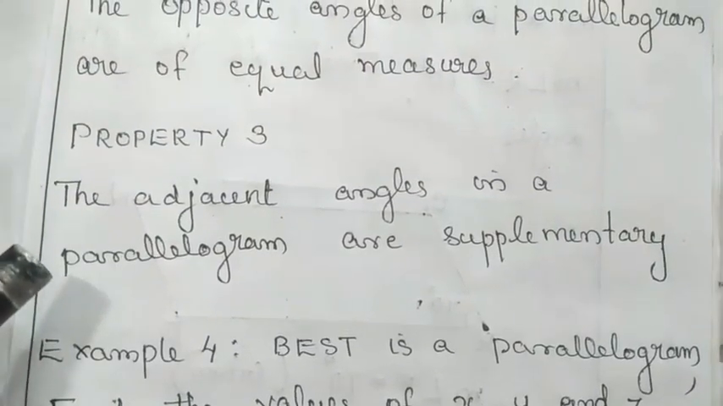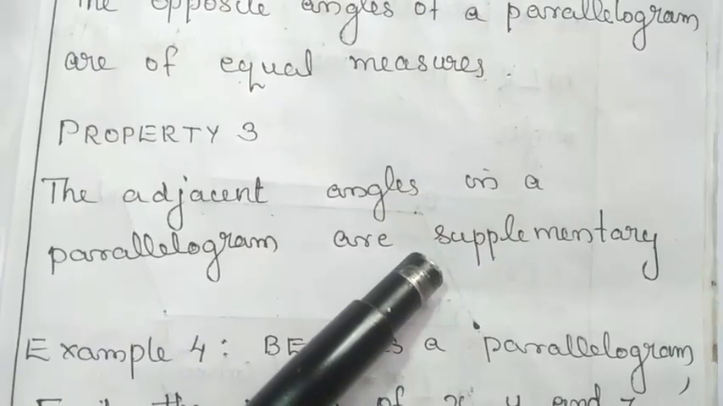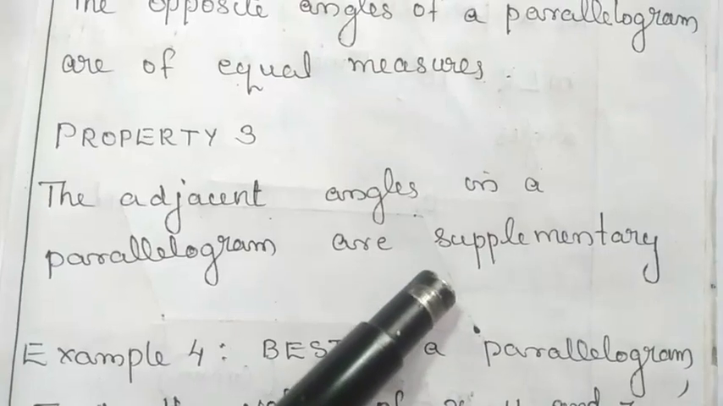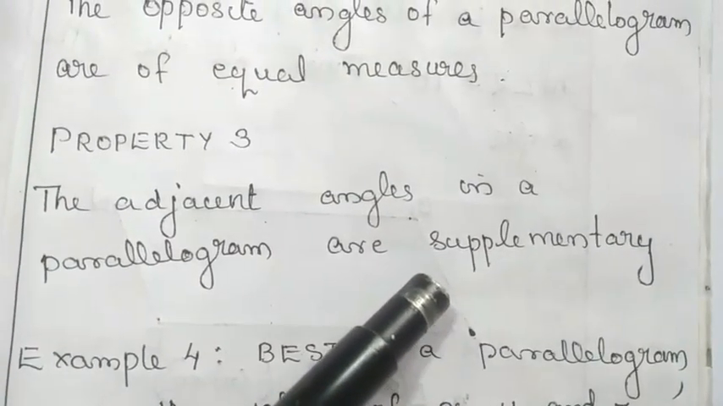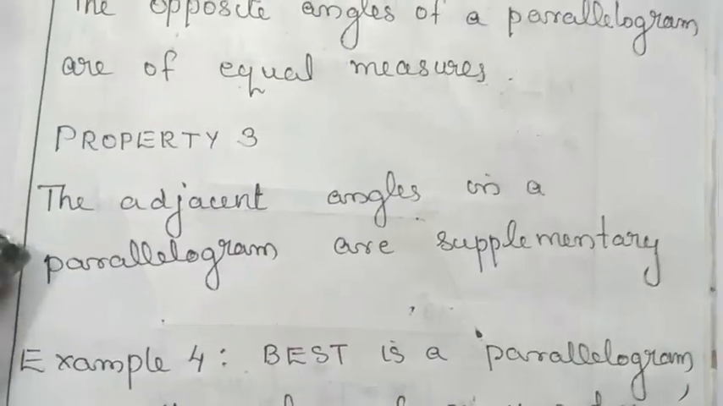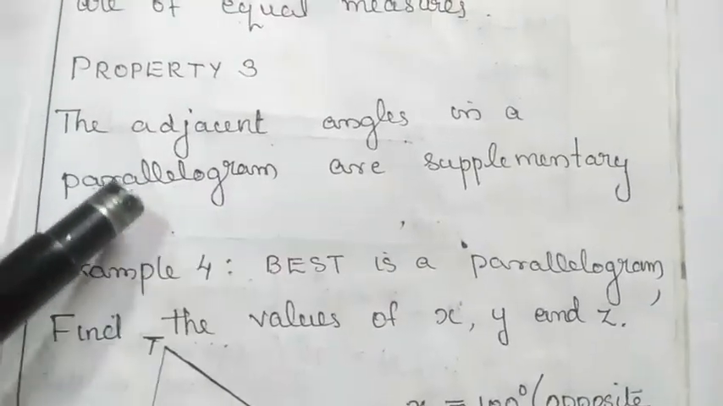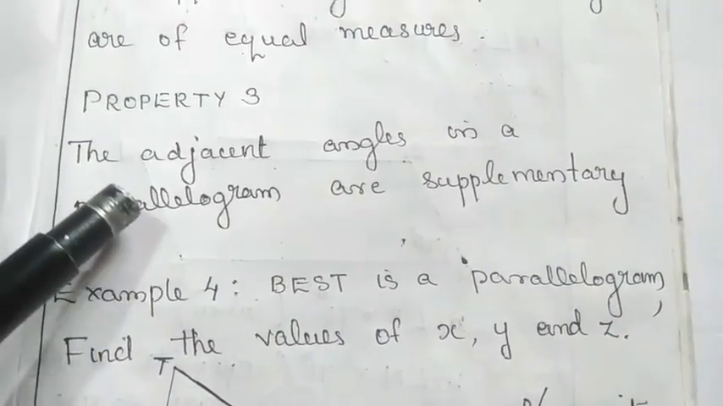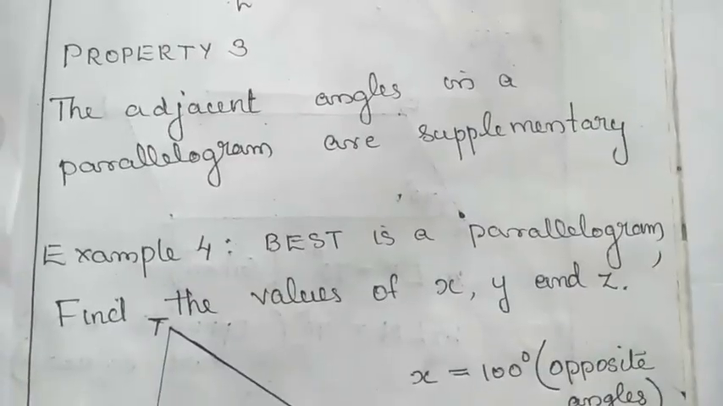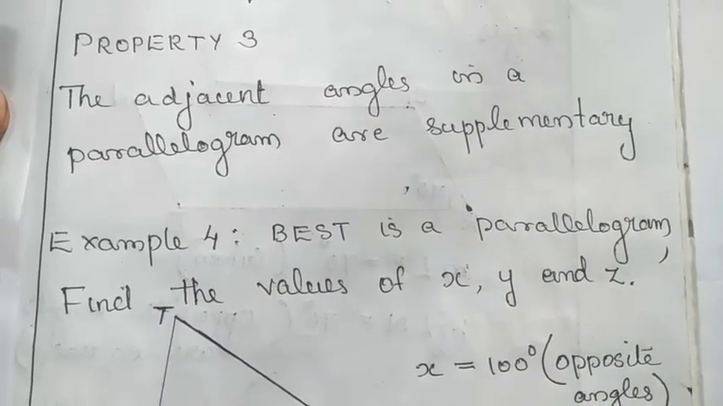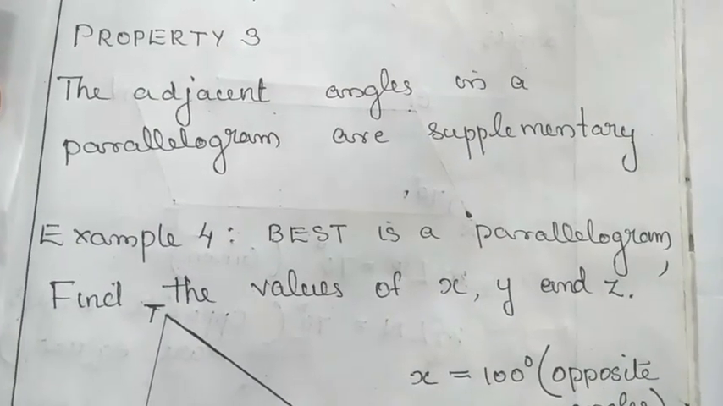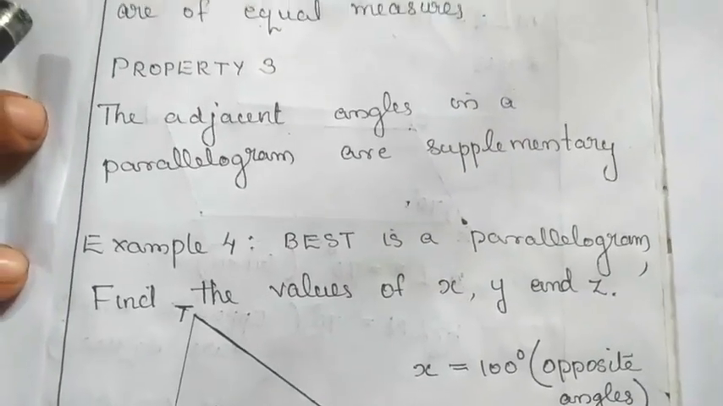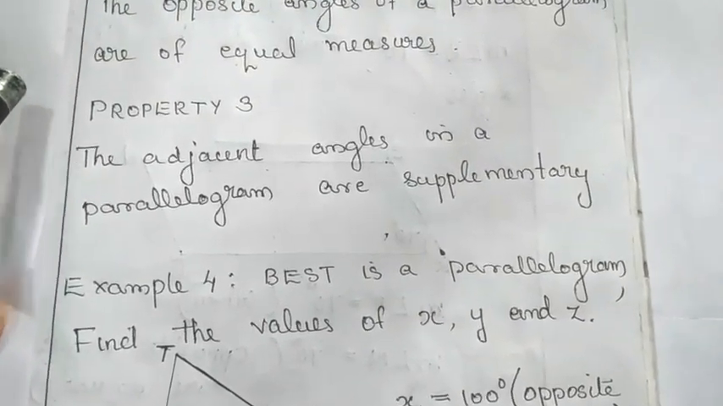What do you mean by supplementary? Supplementary means the sum of two angles is 180 degrees. If the sum of two angles is 180, then these two angles are supplementary. Here, the adjacent angles in a parallelogram are supplementary. With these two properties, we can do the problems: opposite angles are equal and adjacent angles are supplementary in a parallelogram. These two properties are used to solve the problems.